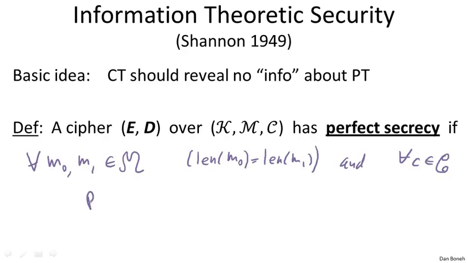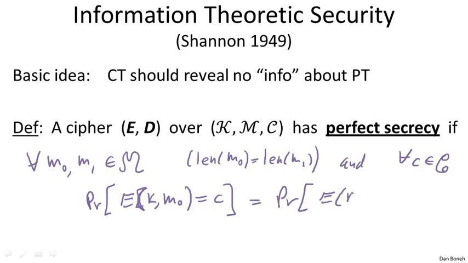it had better be the case that if I ask, what is the probability that encrypting M0 with K gives C, so how likely is it, if we pick a random key, that when we encrypt M0 we get C? That probability should be the same as when we encrypt M1. So the probability of encrypting M1 and getting C is exactly the same as the probability of encrypting M0 and getting C. And this is, as I said, where the distribution is over the key. So the key is uniform in the key space.